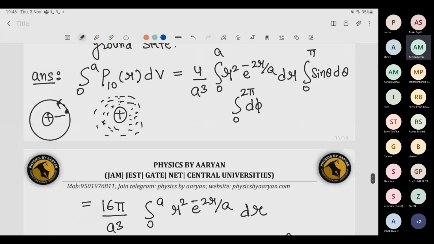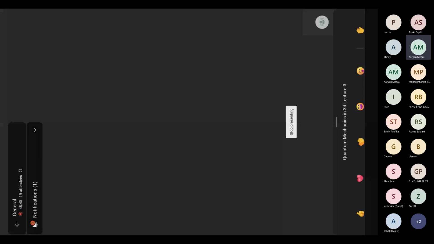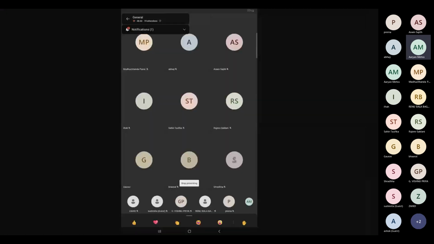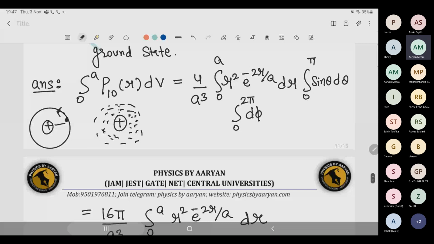So according to the quantum mechanical picture, it is a spherical cloud around the nucleus. If it's a spherical cloud around the nucleus, then you have a probability of finding an electron between the nucleus and the first Bohr radius. With the image it will be more clear. Let it load, I think there is some internet problem. Can you see the image now? Yes, sir.